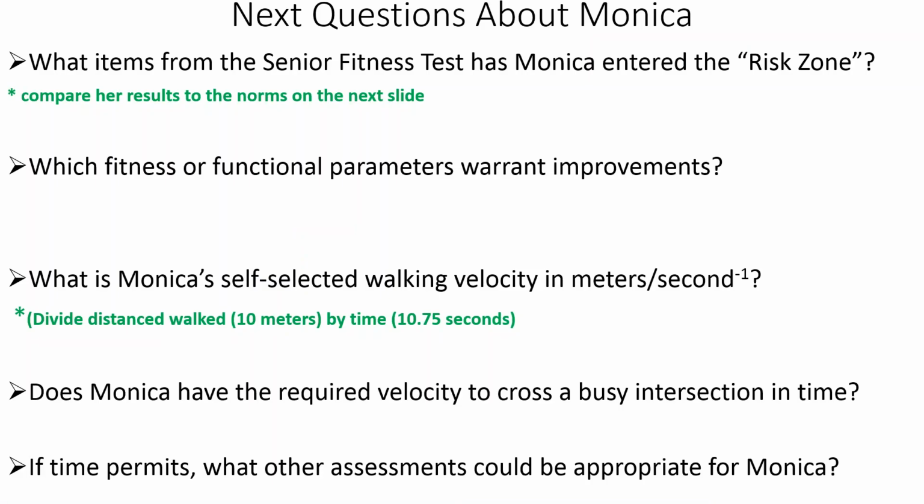The next questions that we would probably want to ask regarding Monica are: what items from the senior fitness test has she entered what they would call the risk zone? In a moment, we're going to compare her results to the norms on the next slide. Which fitness or functional parameters warrant improvements? What is Monica's self-selected walking speed in meters per second? We determined that to be 0.93 meters per second already. Does Monica have the required velocity to cross a busy intersection in time, or to get off the bus quickly while it's stopping if she were at the back of the bus? And if time permits, what other assessments could be appropriate for Monica?